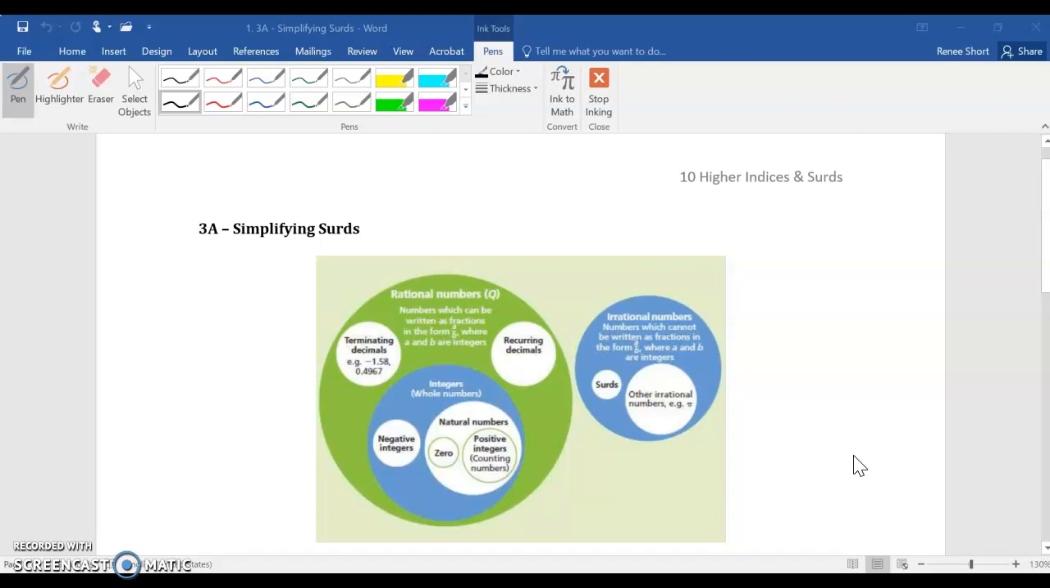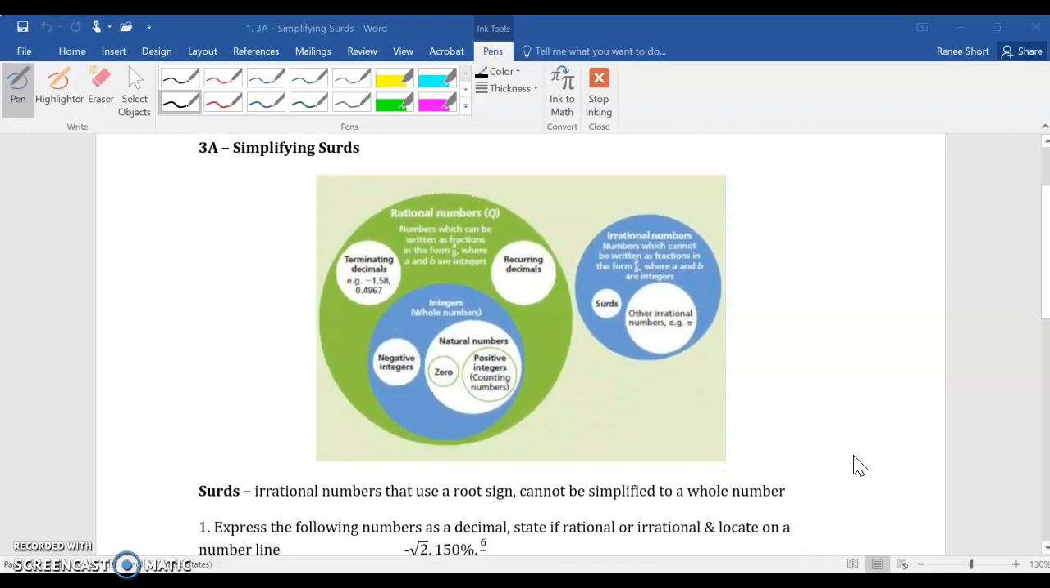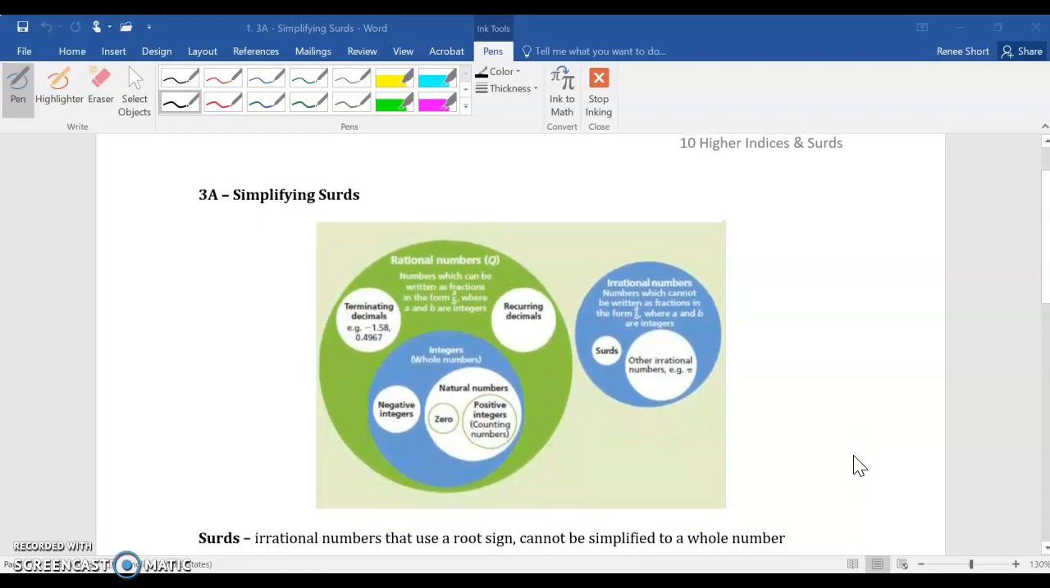So to start off with simplifying surds, we do need to know what a surd is, and depending on which class you're in last semester, you might have done different things with them. If you're in my class, we hadn't learned to simplify surds yet. So just so we're all aware, a surd is an irrational number that uses a root sign.